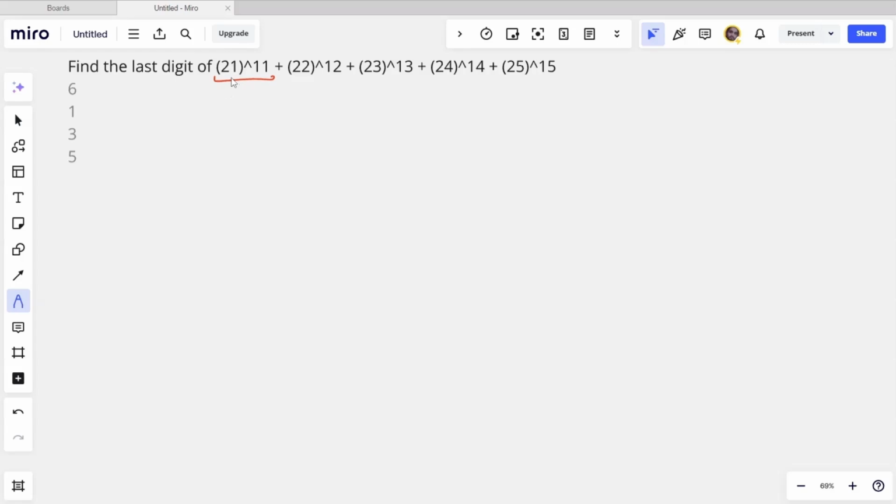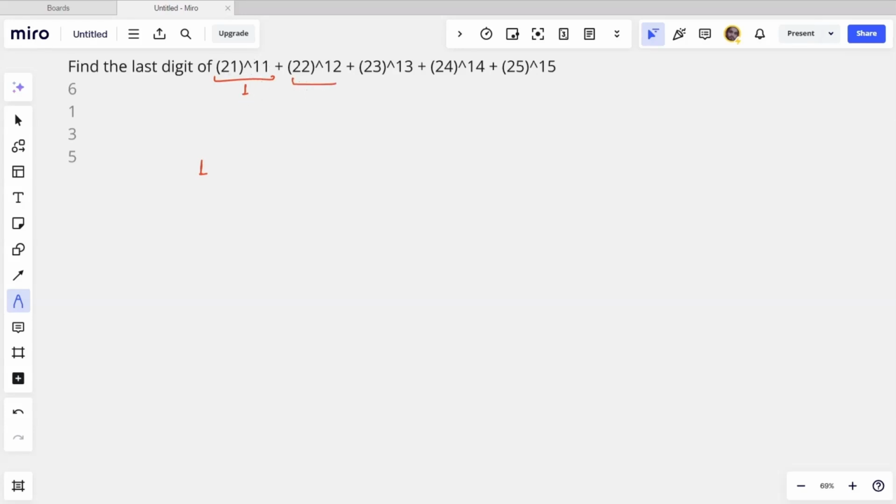Okay. As we know, the result of this expression is completely dependent on the unit digit of the base. This is our base, this is our exponent. So the whole result of this part of the expression is completely dependent on the unit digit of the base. If the unit digit of the base is 1, then the unit digit of the resultant value will always be 1. It doesn't matter what the power is. So the resultant unit digit of this expression part will be 1.